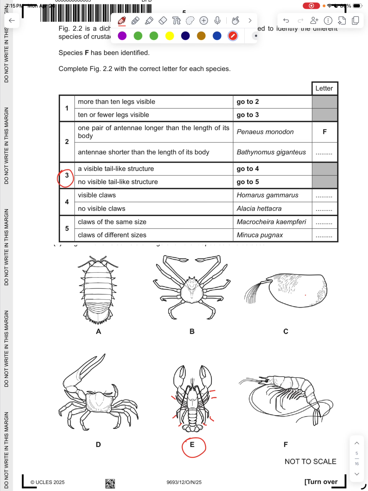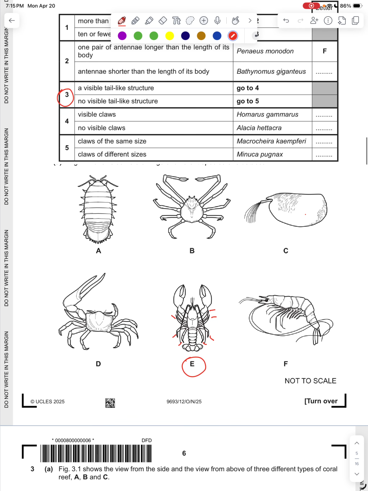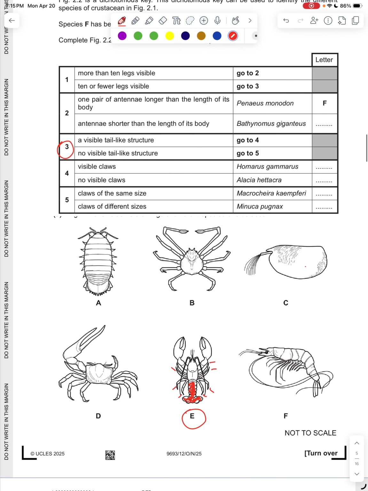A visible tail-like structure or no visible tail-like structure. There definitely is a visible tail-like structure. This is a lobster, and we know that we eat lobster tail. So there is a visible tail-like structure, going to number 4. Visible claws or no visible claws? Definitely has visible claws. So species E. And again, the genus is capitalized, species is lowercase. This is done and this is done.